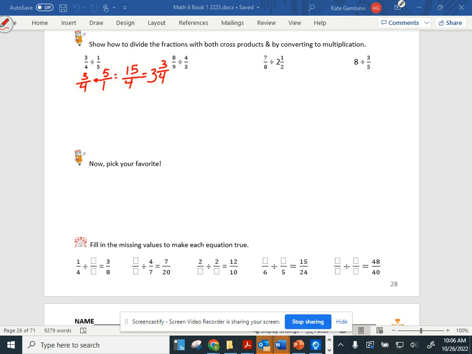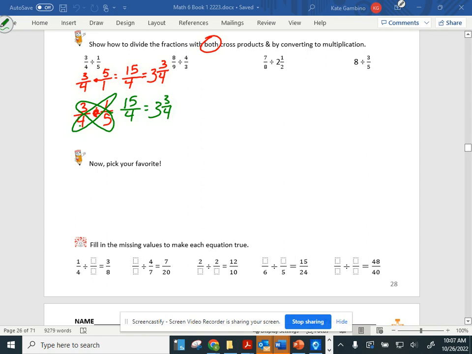So now we have to do it because it says both ways. Now we have to do it with our cross product. So I have 3/4 divided by 1/5. I'm going to change that to multiplying, and I'm going to multiply diagonally. So 3 times 5 is 15. 4 times 1 is 4. Doing the same math, make it proper. I get the same answer.